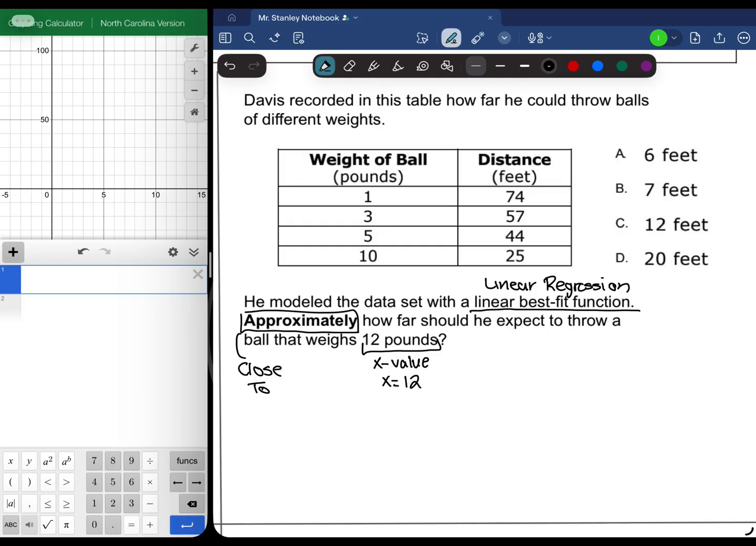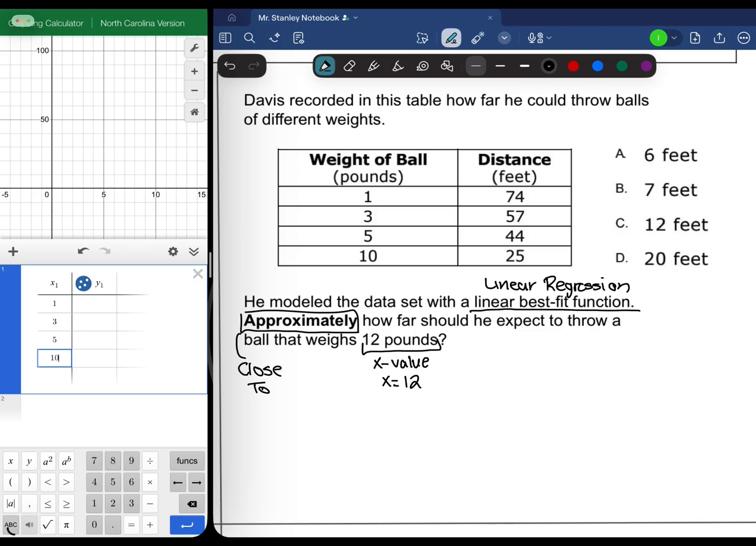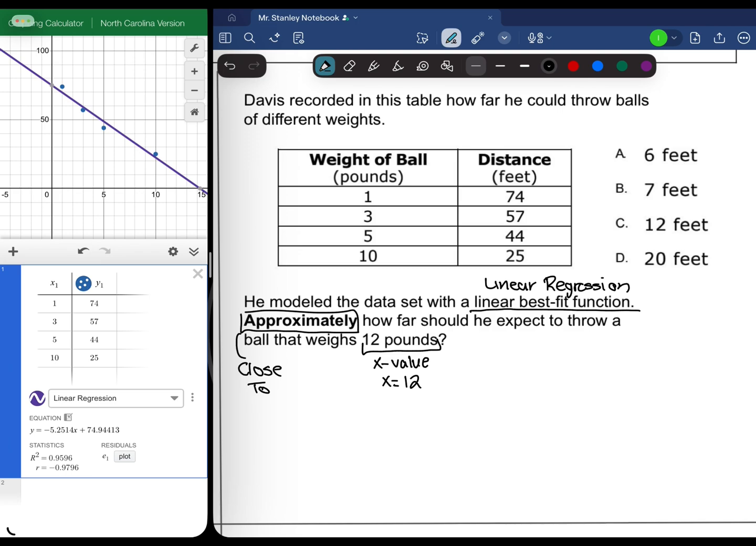So now let's enter our table. So plus sign, table, we're going to enter our values. We got 1, 3, 5, and 10. We got 74, 57, 44, and 25. Now, once we get that, we hit zoom to fit. If it's not within our window, then we hit our regression, add regression button.